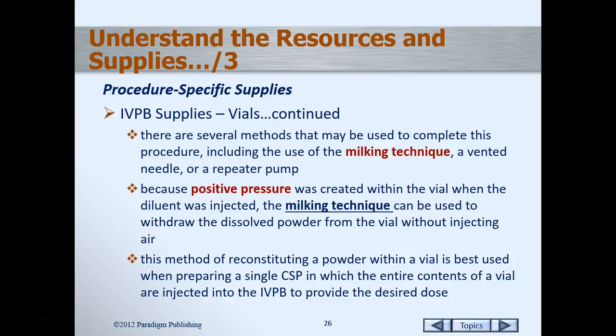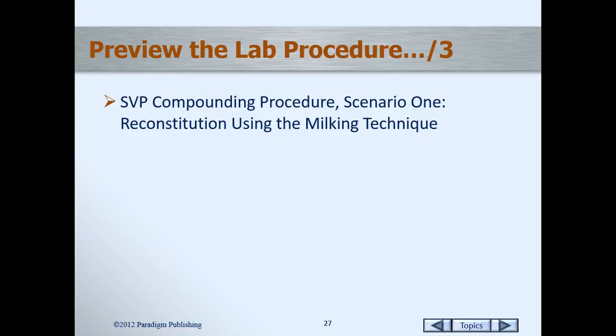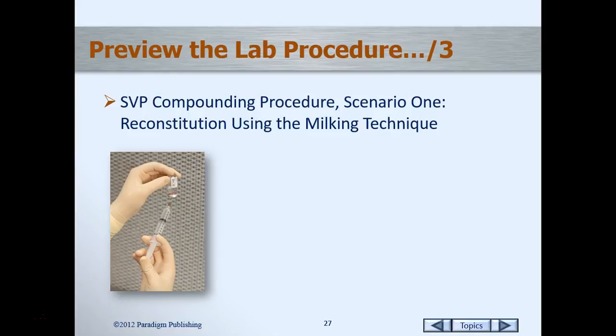Because positive pressure was created within the vial when the diluent is added, the milking technique can be used to withdraw the dissolved powder from the vial without injecting air. I will illustrate that practice. Now, that is only valid if you are withdrawing the entire contents of the medication vial. This method of reconstituting a powder within a vial is best when using a prepared single CSP in which the whole amount is drawn out. So, reconstitution using the milking technique.